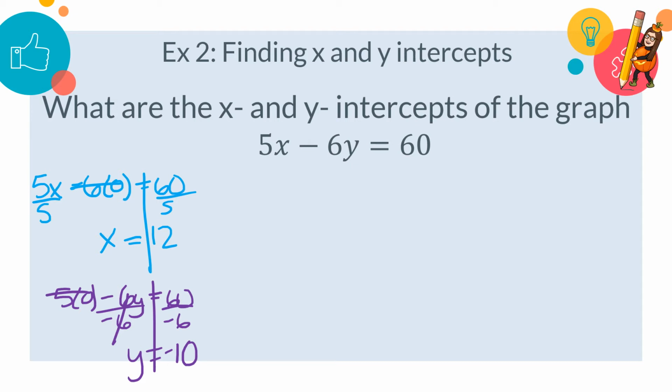Now we want to write both of these as coordinate points, 12, 0, 0, -10. If that made sense to you, feel free to move on. I'm also going to show my work as a table.